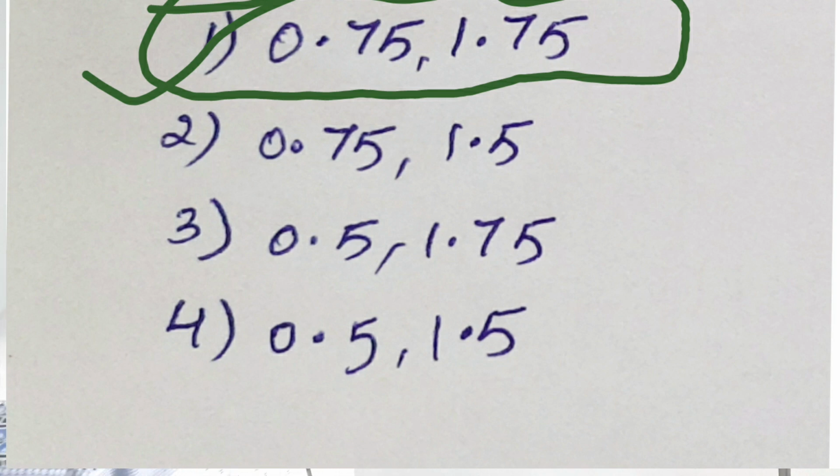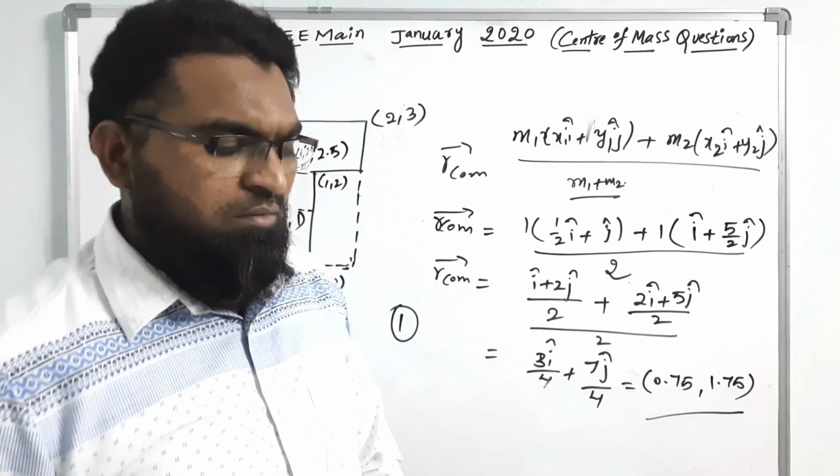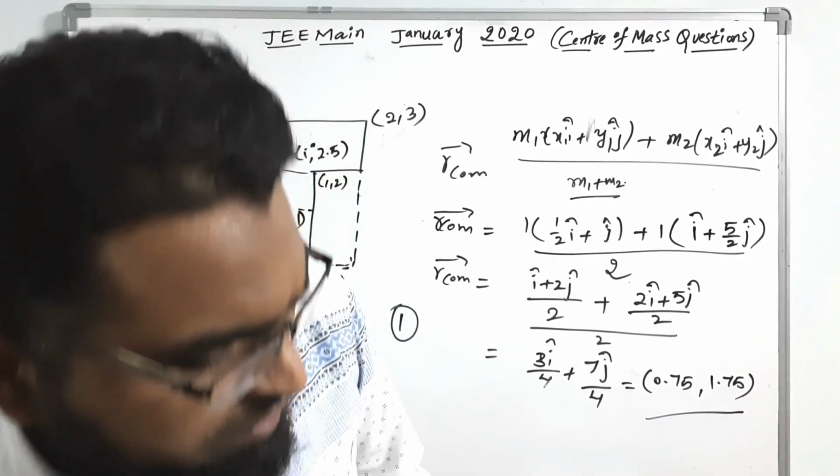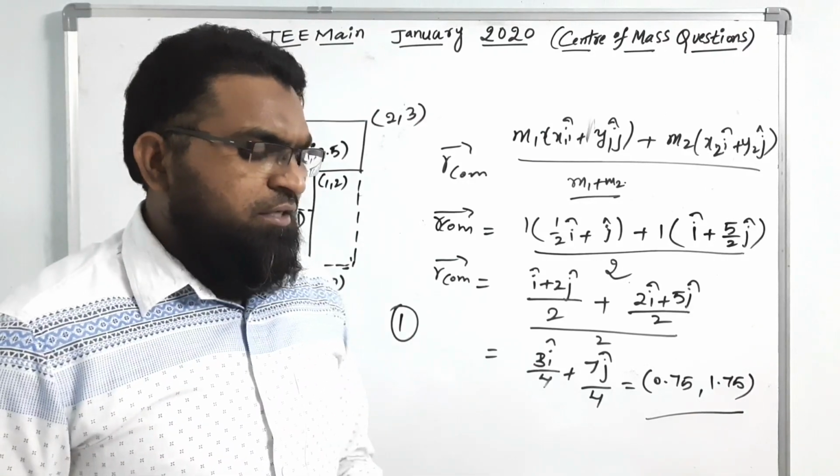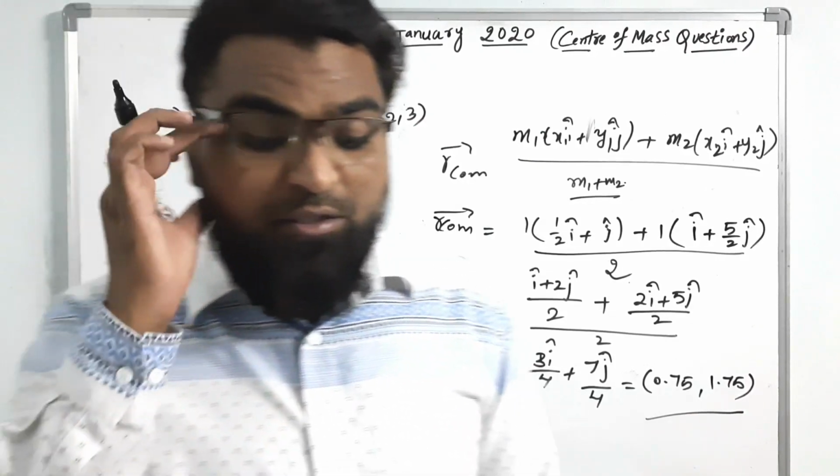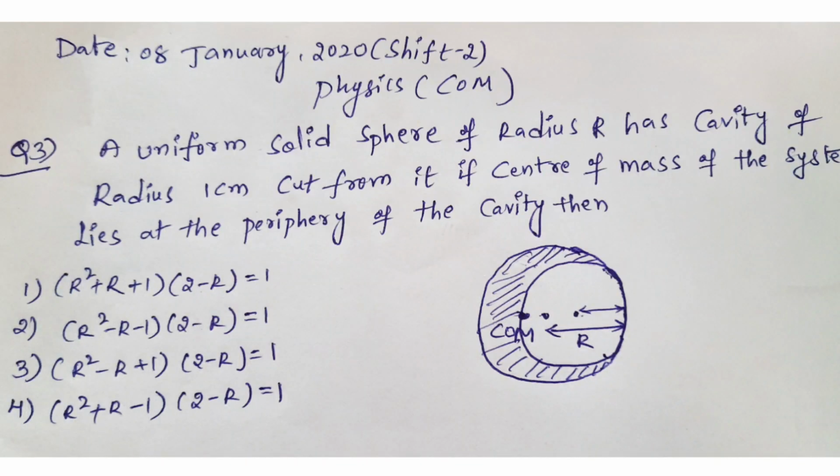So next question. See your next question asked on 8 January 2020, shift 2. Okay, so the question is: a uniform solid sphere of radius r has a cavity of radius 1 centimeter cut from it. If the center of mass of the system lies at the periphery of the cavity, then find r.